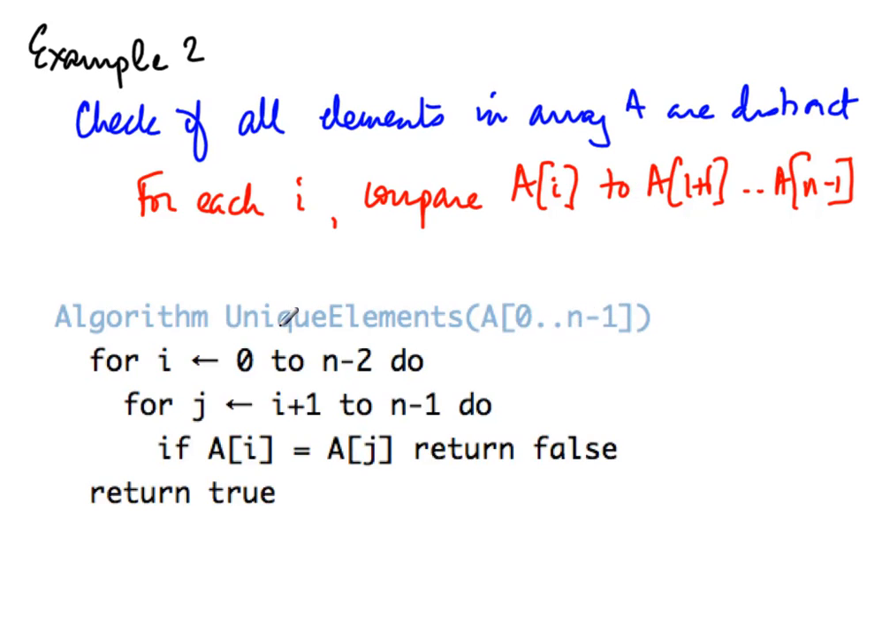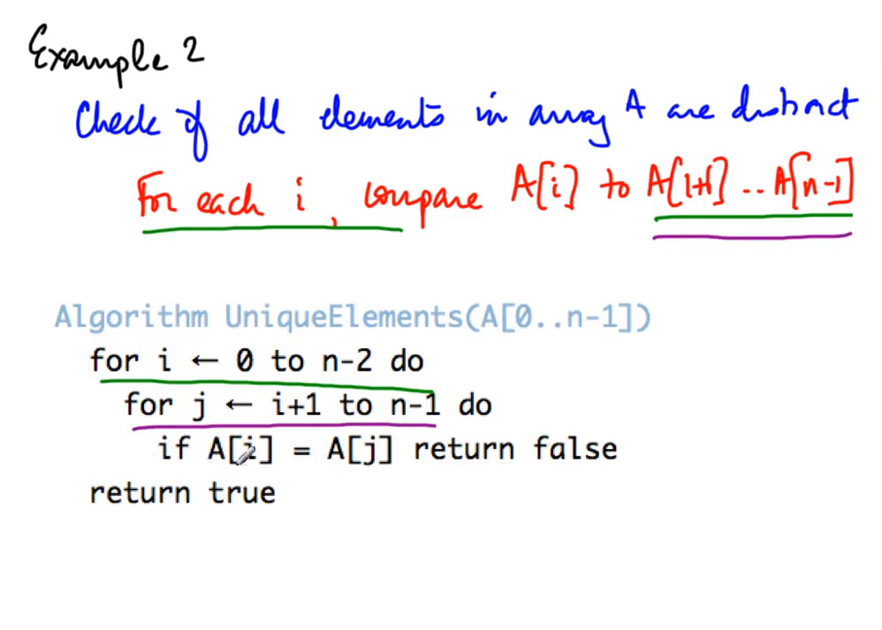So here's the algorithm, unique elements, which takes as input an array A from 0 to n minus 1. It tries out each position in sequence. From 0, you only have to go to n minus 2, because once you reach n minus 1, there is nothing to its right. Remember, we want to compare each i to everything to its right, so we stop at n minus 2. This corresponds to this for each i. And now we go from i plus 1 to n minus 1, so for j equal to i plus 1 to n minus 1, this is the second part. If you find A[i] is equal to A[j], then your answer is false. And at the end of this, if you have never returned false, then you will return true.